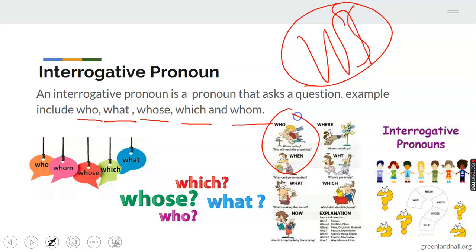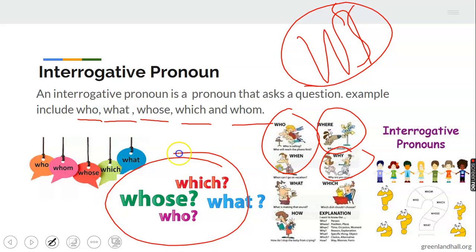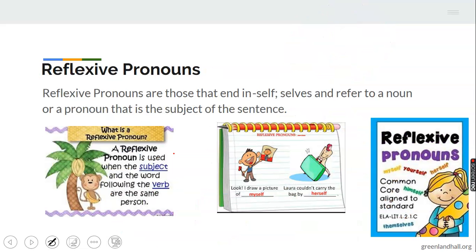Who, where, talking about place. Why? Why are you angry? Where can I go for vacation? Okay, when can I go for vacation? What is happening here? So we use these words, look at them here, for questioning, interrogative question or pronoun.